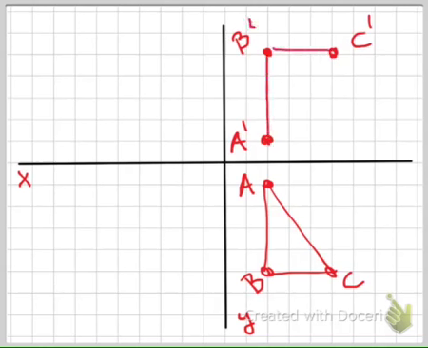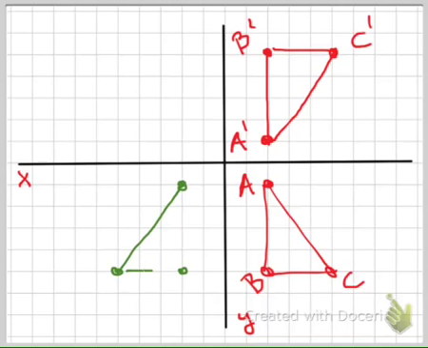Now, if I reflect that same thing over the y-axis, now my points are, again, going to stay on the same line, but they're going to jump over that y-axis. So point A is 2 away from the y-axis. It's still 2 away from the y-axis on the same line. Point B is 2 away, still 2 away, just on the other side. And point C is 5 away, so it's going to still be 5 away.